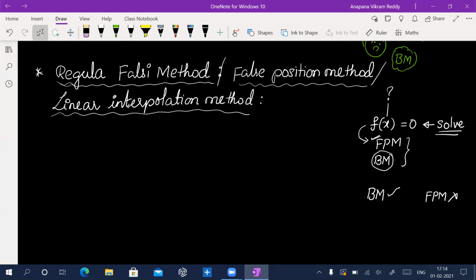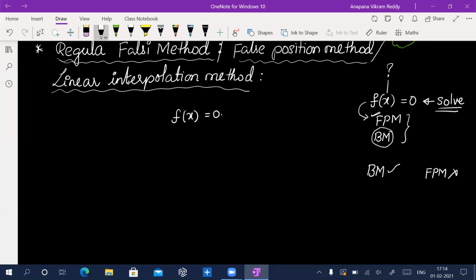Anyway, our ultimate goal is solving an equation. So you'll be given some interval, say a comma b. The closed bracket indicates including a and b. Maybe sometimes the root becomes a or b. Including a and b is the meaning of the closed bracket.